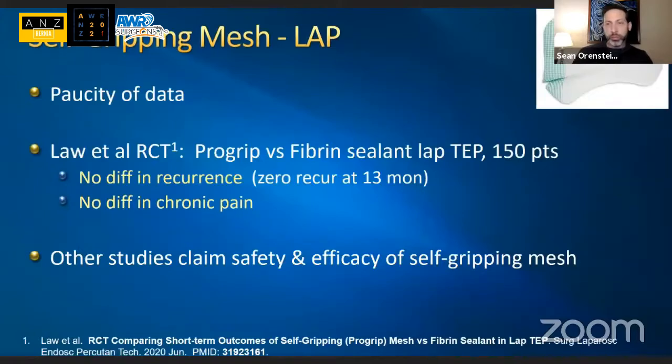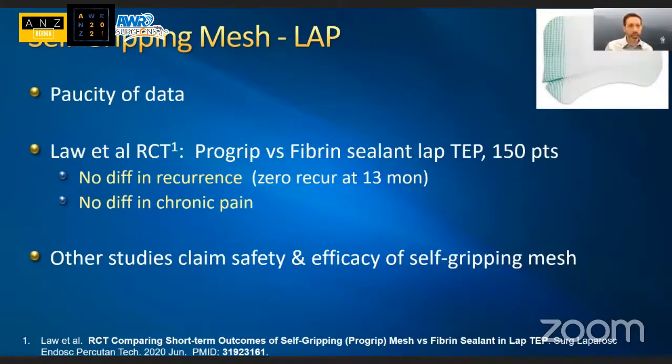The one thing I will say is that I do strongly believe that you need some form of fixation, especially for direct defects, regardless of using a self-gripping mesh or a non-self-gripping mesh. We don't want that mesh to eventrate into that hernia defect. So medial fixation, I think, is key for all medial defects, regardless of the type of mesh used.